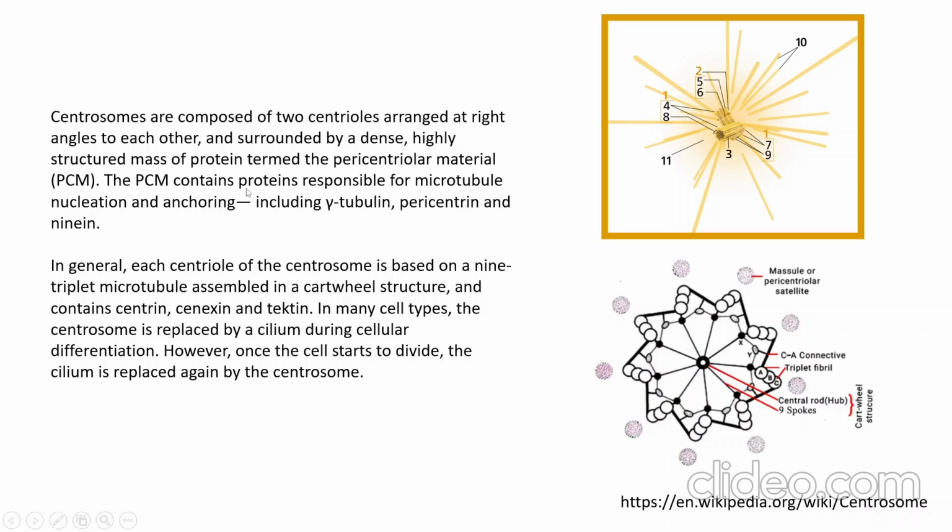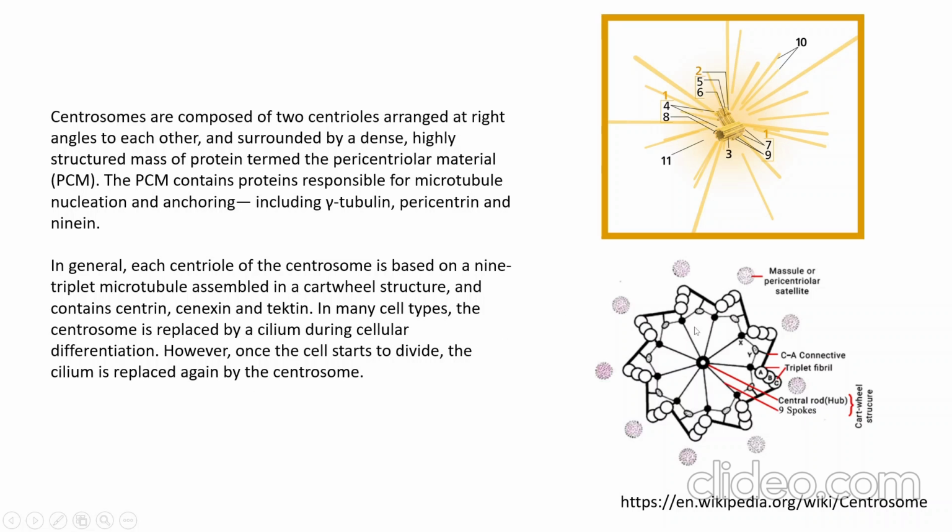And the PCM, of course, has a very important bunch of proteins, and it's very important for microtubule nucleation and anchoring. It has gamma tubulin, and also pericentrin and other proteins as a part of it. It's a very, very protein dense area. And in general, each centriole of the centrosome is based on a triplet microtubule assembly, right? So there's this cartwheel-like structure, and it can contain different proteins like centrin and so on.